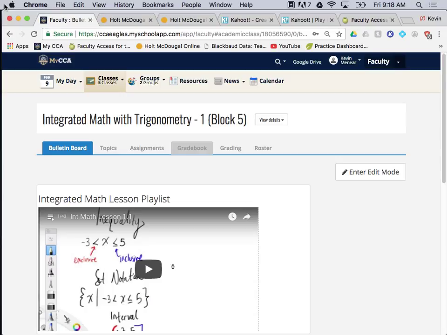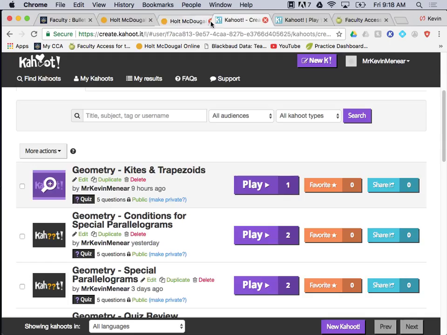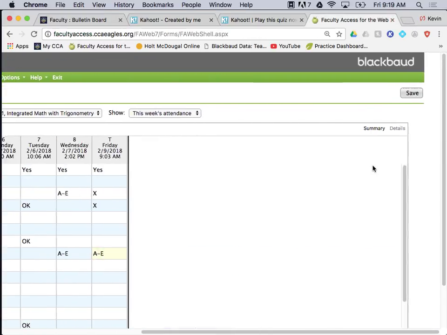All right, so let's just take a look really quick at the lesson performance task. I think that's a good idea. And then we can move forward.